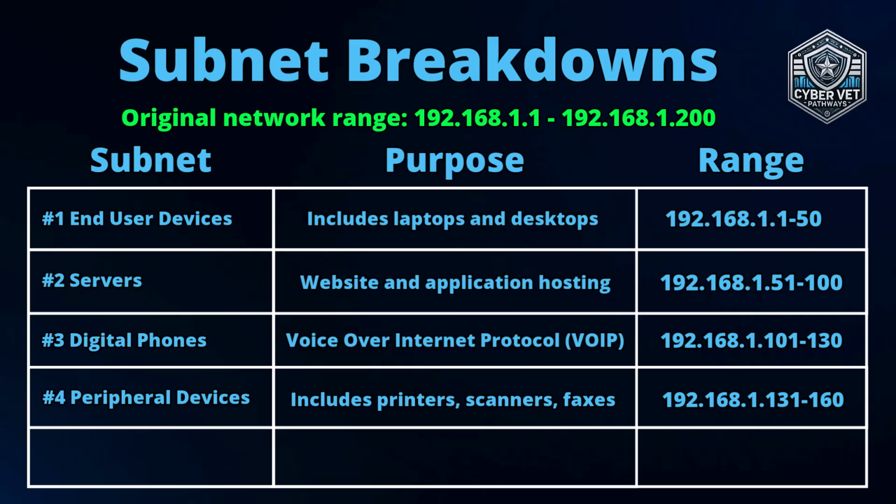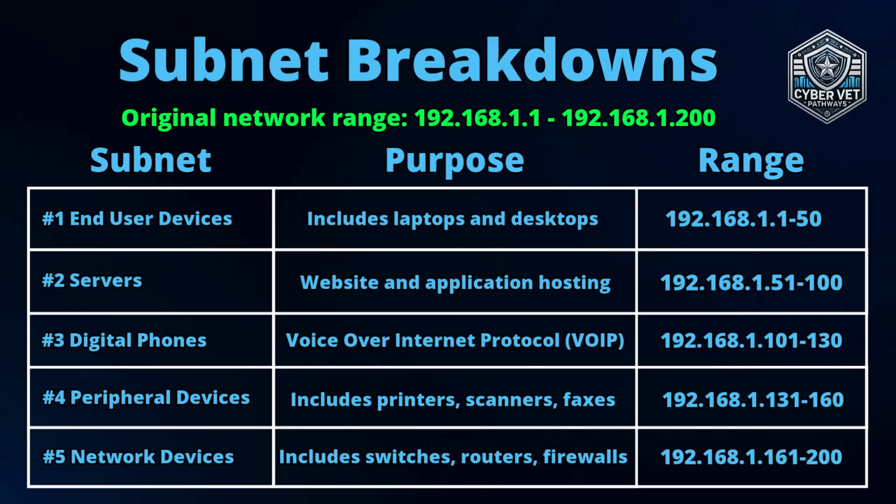And then lastly, our fifth subnet is going to be for network infrastructure. This IP range is 192.168.1.161 all the way to 192.168.1.200. And this is actually one of the most critical subnets because this is going to be reserved for critical infrastructure like switches, routers, and security appliances. These are all the devices that make your network operate as well as protect it. So this is very, very important. And so again, this is just a simple example of breaking down a smaller company network into manageable subnets.